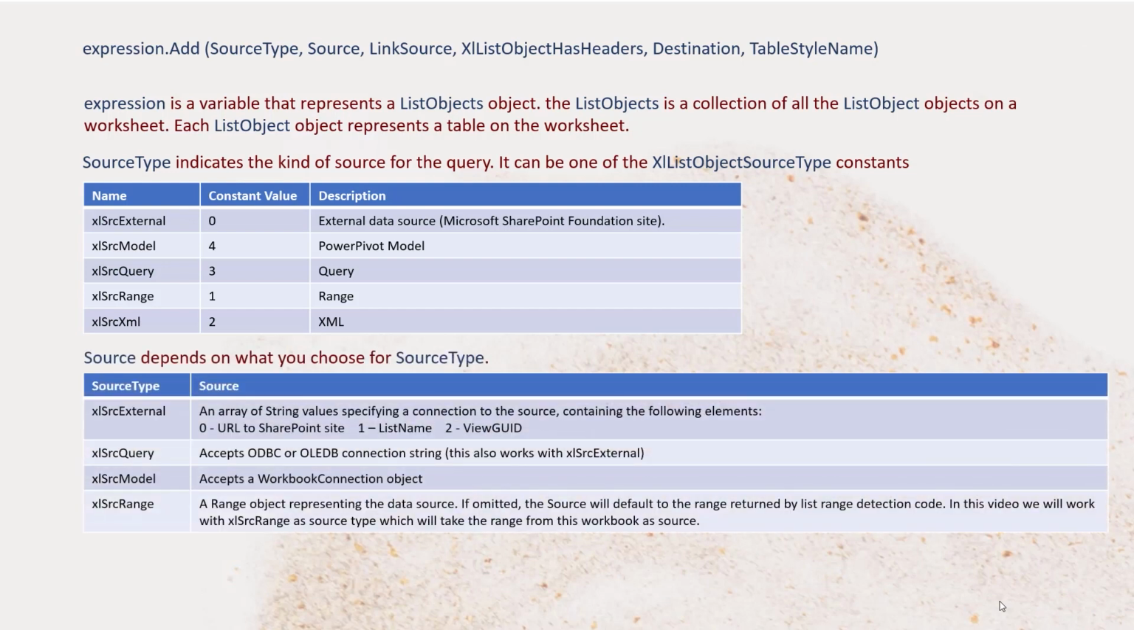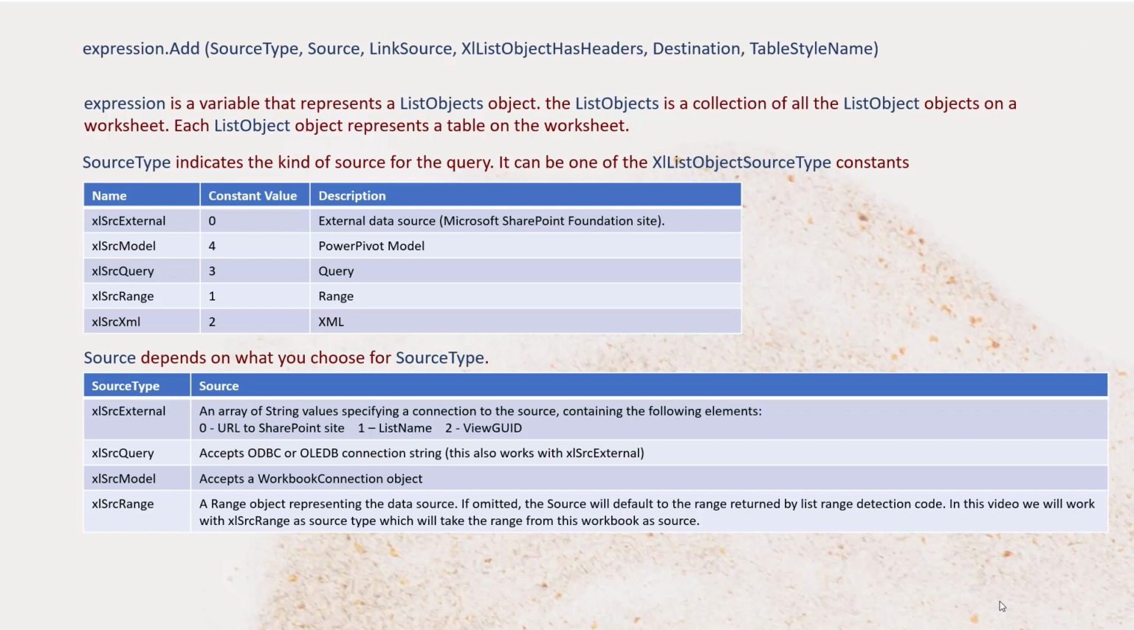The source depends on what you choose for source type. When source type is xlSrcExternal, then source is an array of string values specifying a connection to the source containing the following elements: URL, list name, and view GUID. When source type is equal to xlSrcQuery, the source accepts an ODBC or OLEDB connection string. When source type is xlSrcModel, the source accepts a workbook connection object. When source type is xlSrcRange, then the source is a range object representing the data source. And if you omit this, the source will default to the range returned by list range detection code.